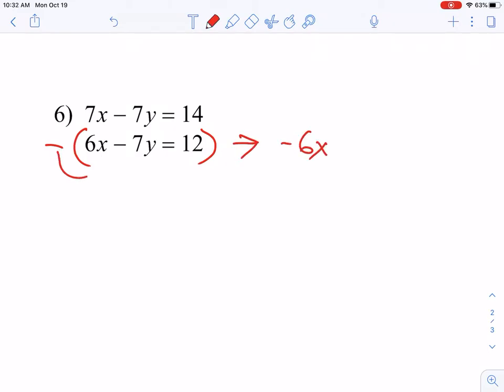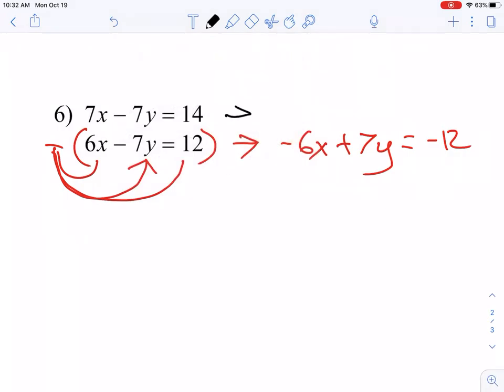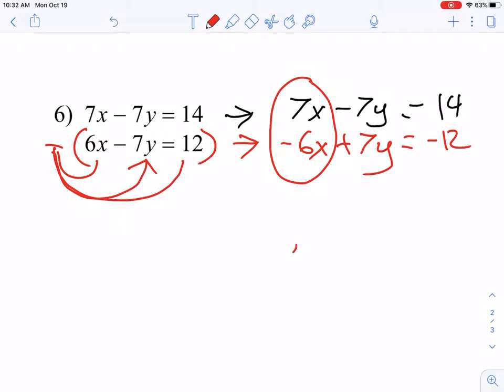-6x. The opposite of -7y is +7y. And the opposite of a +12 is a -12. My whole top row is going to stay the same. So I'm going to have +7x, -7y, +14. I can combine these vertically now. So 7x minus 6x makes 1x.